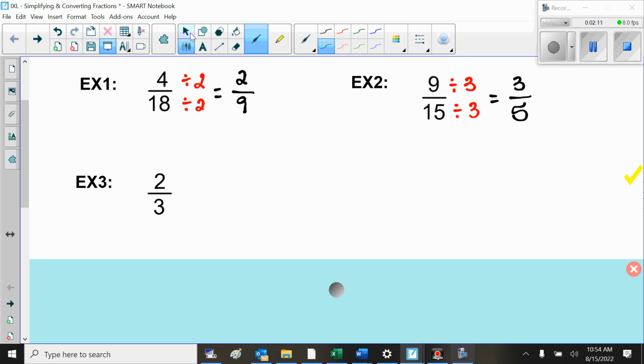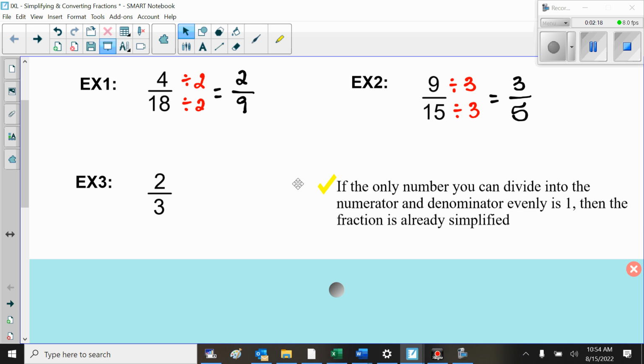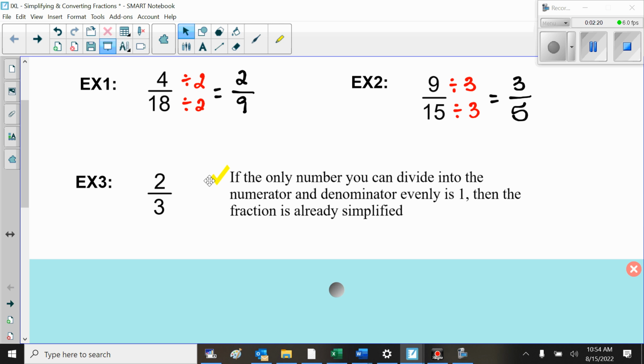So if the biggest number that you can divide into the numerator and the denominator is 1, then it is already simplified. Okay? So you're going to write example 3, 2/3, and then you're going to write this sentence. If the only number you can divide into the numerator and the denominator evenly is 1, then the fraction is already simplified.